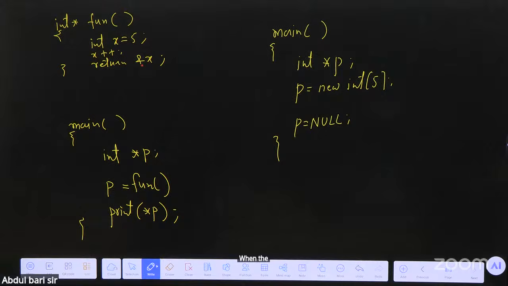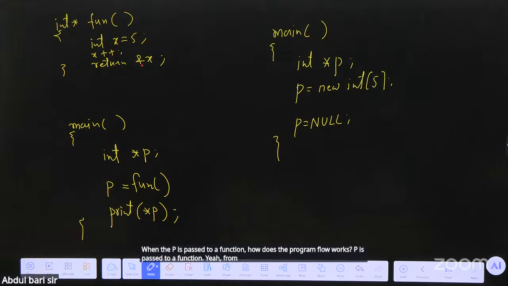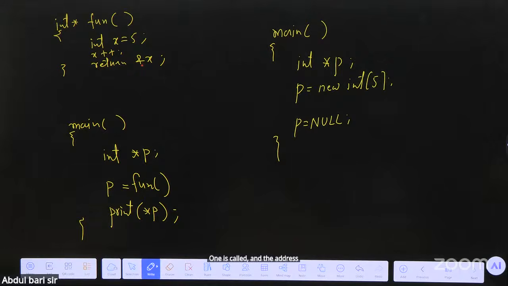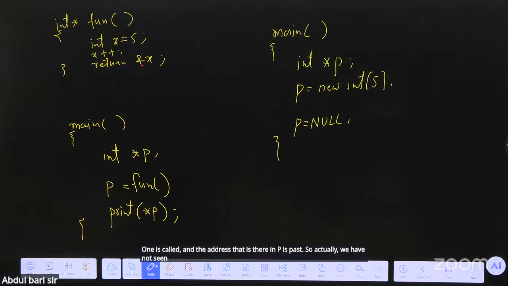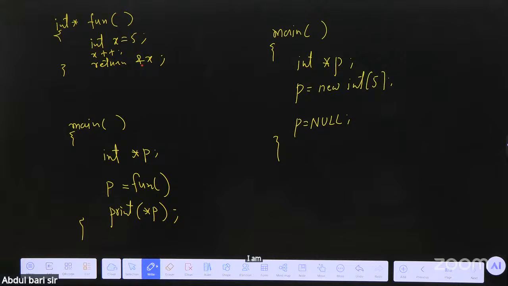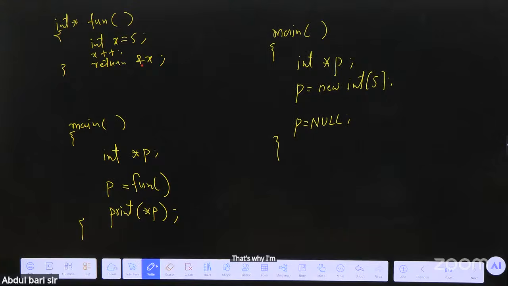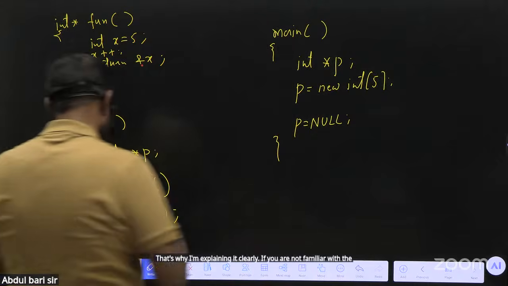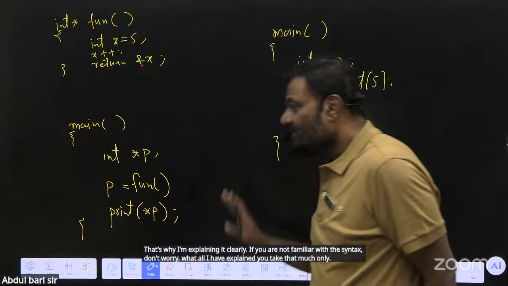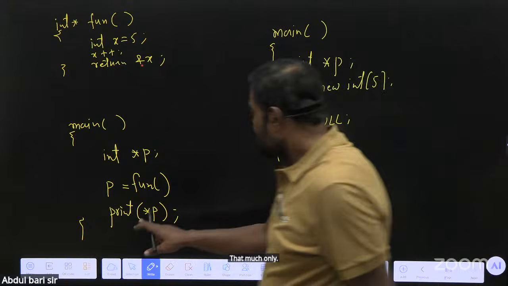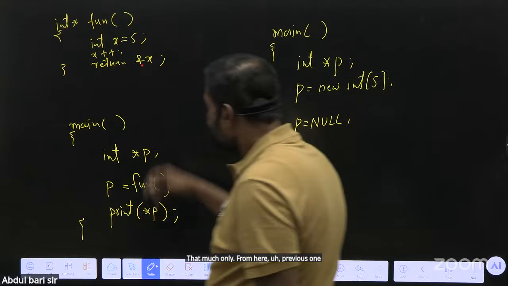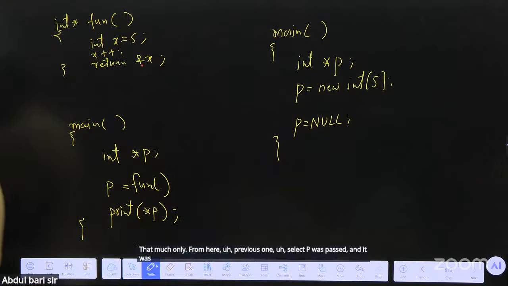When p is passed to a function, how does the program flow work? From the main function, fun is called, and the address that is there in p is passed. Actually, we have not seen parameter passing methods. I am discussing the pointers, so you have to adjust with the syntax. That's why I'm explaining it clearly. If you are not familiar with the syntax, don't worry. What all I have explained, you take that much only. From here, previous one, P was passed and it was taken in Q.